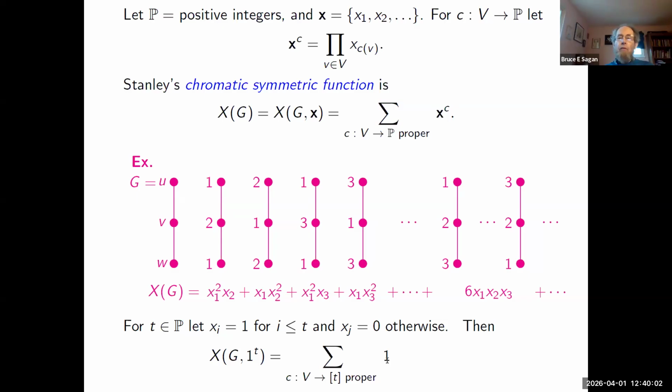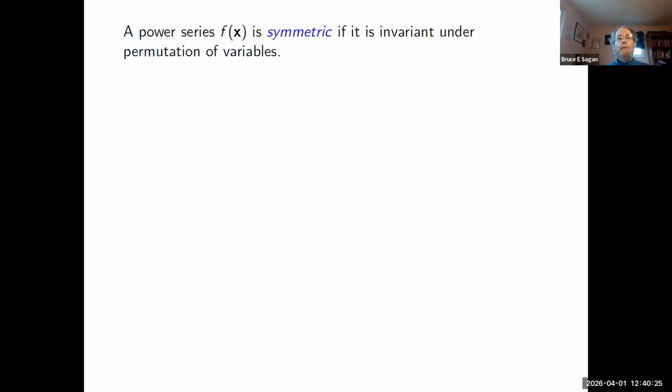If I sum 1 over any set, what do I get? The cardinality of that set. So this is just the number of proper colorings using t colors. That, by definition, is the chromatic polynomial, right? So you get the chromatic polynomial back here by specialization.